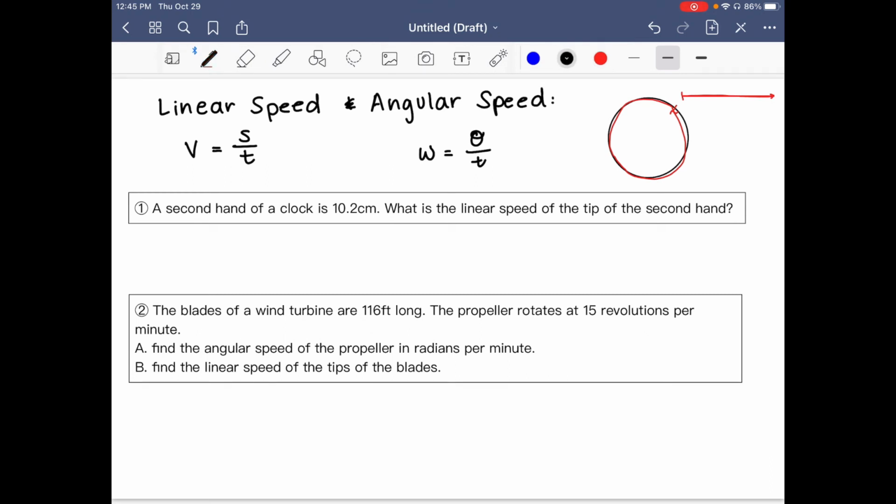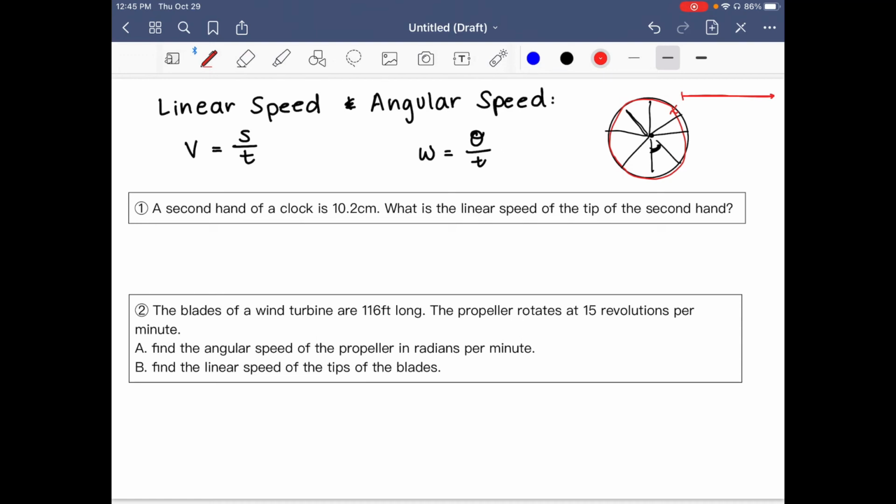Now my angular speed is just asking me how fast, I can't draw this. How fast is an angle moving at any certain point? So like you can think about a car tire. How fast is this angle moving if the car tire is rotating? So I think this is mostly easier to understand when we do some examples, but let me break down the formulas for you. Linear speed is right here.